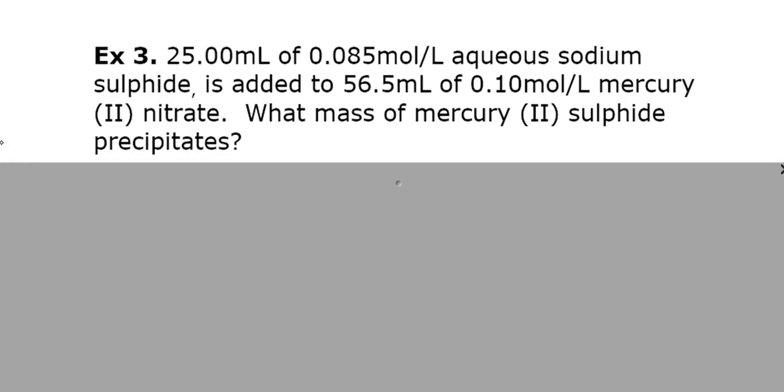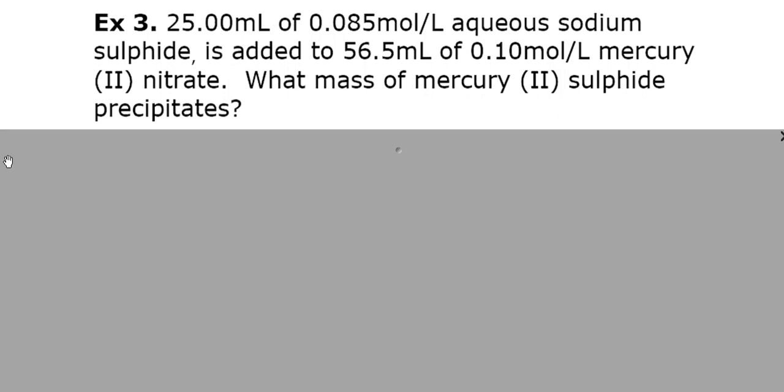So here's our last problem for the lesson. You have 25 milliliters of a 0.085 mole per liter aqueous sodium sulfide solution. It's added to 56.5 milliliters of 0.1 mole per liter mercury 2 nitrate, and we want to figure out what the mass of the mercury 2 sulfide is that precipitates. Again, this question does not give you a balanced chemical reaction. So again, what I would recommend doing, pause the video, practice writing out that balanced chemical equation with your states. And when you're ready to check, unpause, and we'll continue on with the question together.